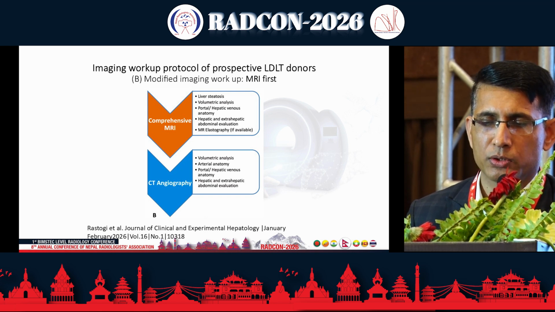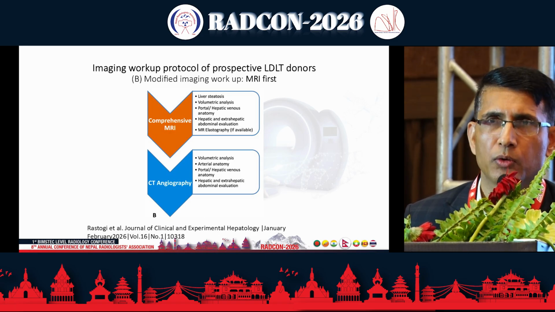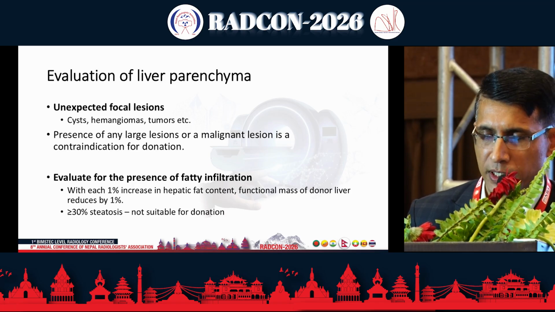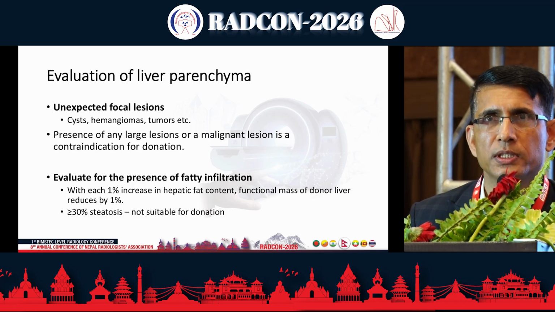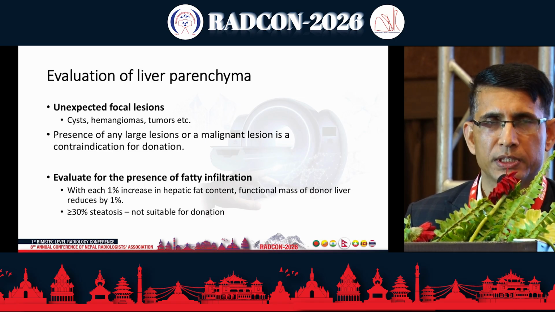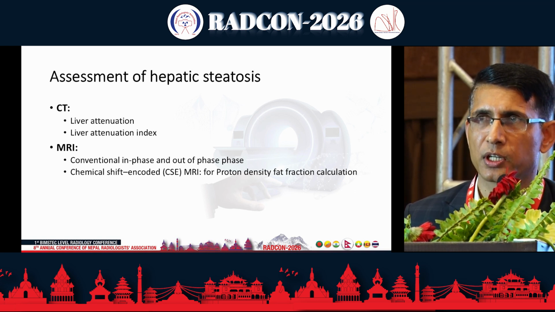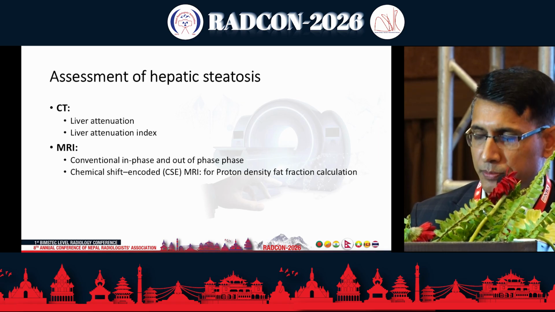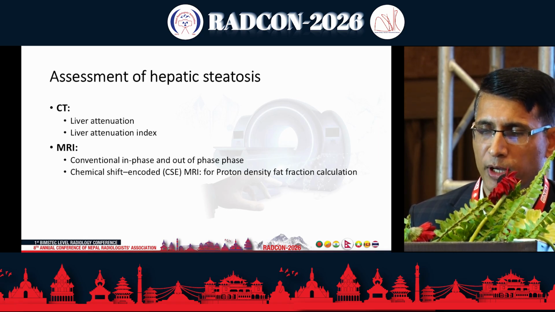In the donor, we should evaluate for unexpected focal lesions and fatty liver. With each 1% increase in liver fat, the liver function decreases by 1%. And more than 30% hepatic steatosis is a contraindication for donation. There are different methods of assessment of fatty liver. In the CT, we use the liver attenuation and liver attenuation index. And in MRI, MR gives more accurate fat quantification: the conventional MR in-phase and out-of-phase imaging, and chemical shift encoded MRI. So we can calculate the exact proton density fat fraction with MRI.